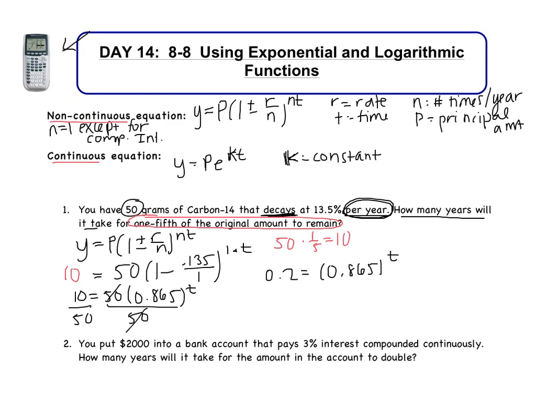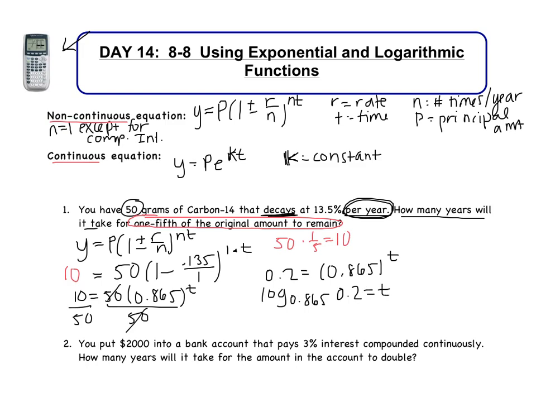Now I need to solve for t. There's no other simplifying I can do. There's no way for me to break apart that 0.865 to the t power in the form that we have. So right now my best idea is to switch this to log form. There are two ways that you can finish this problem, and I'm going to show you both. The first way is to turn this to log form, so this would be log base 0.865 of 0.2 equals t.